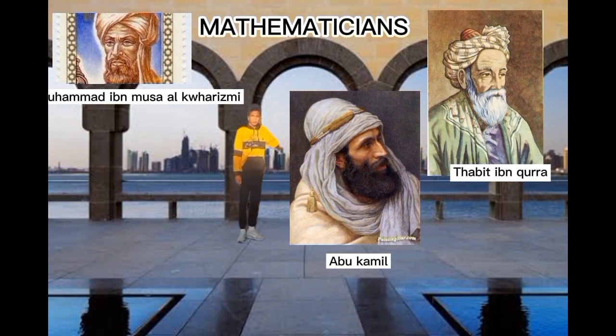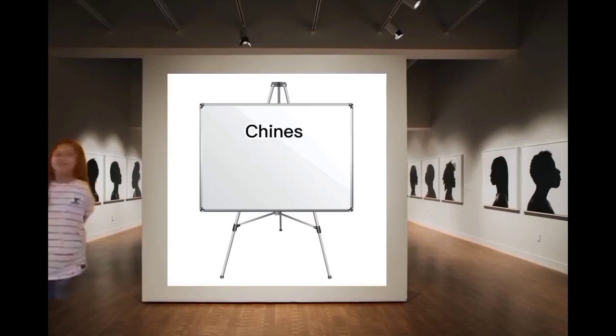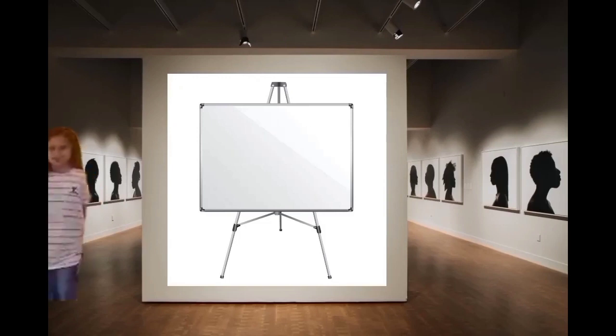Abu Kamil was a prominent Egyptian mathematician during the Islamic Golden Age. He is considered the first mathematician to systematically use and accept irrational numbers as a solution and coefficient to equations. Welcome to Chinese mathematics.